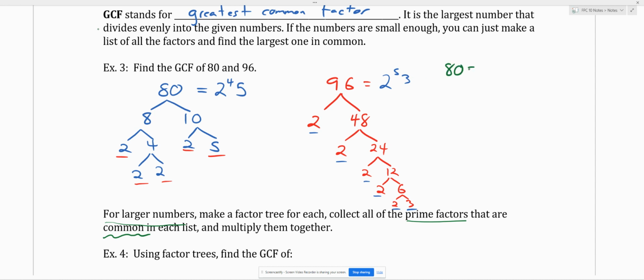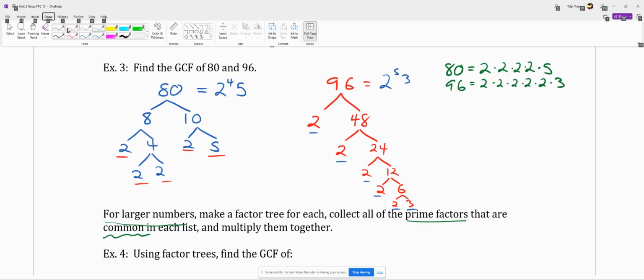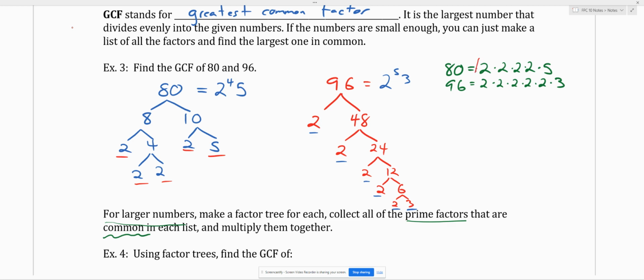So let's write it here. 80, and I'm going to write it out the long way to show it, is 2 times 2 times 2 times 2 times 5. And 96 is equal to 2 times 2 times 2 times 2 times 2 times 3. And let's find our common factors. We're just making matches. I have 1 pair of 2's, 2 pairs of 2's in common, 3 pairs of 2's in common, 4 pairs of 2's in common. And now this 2 and 3 have no friends up here. This 5 has no friends down here. So I have 4 2's in common.